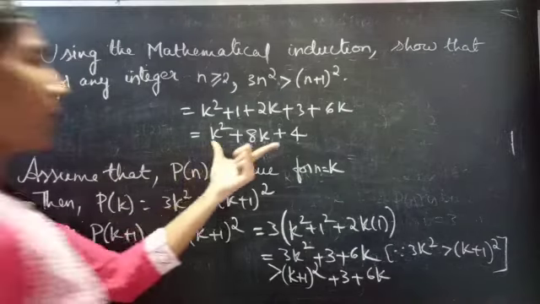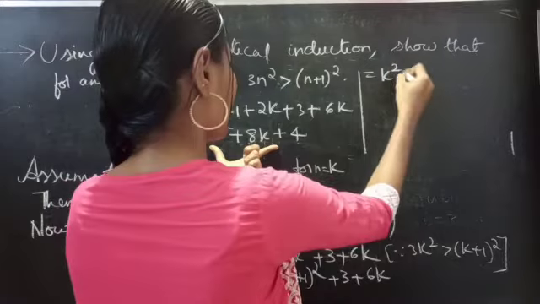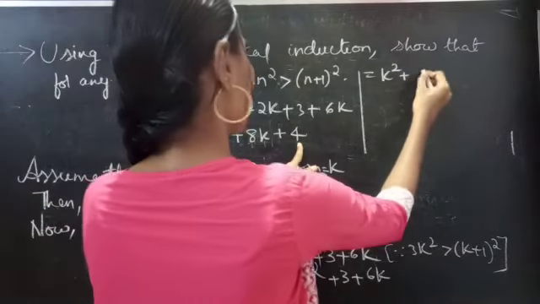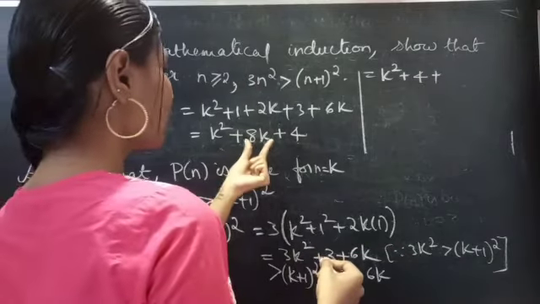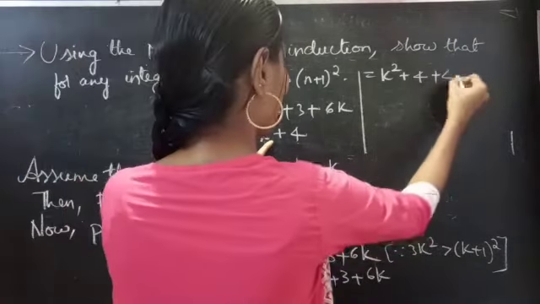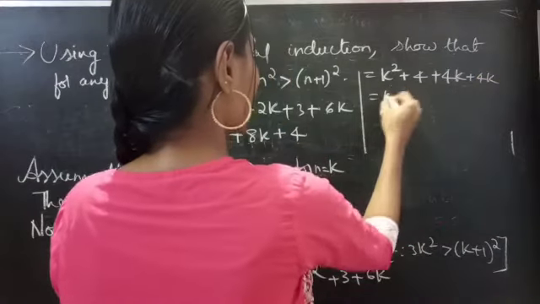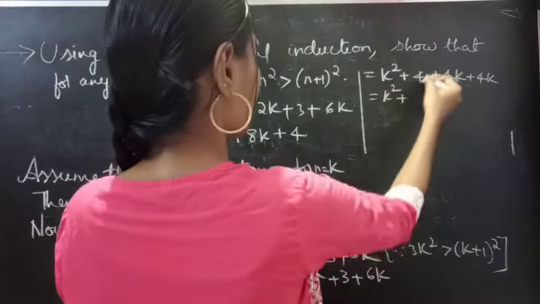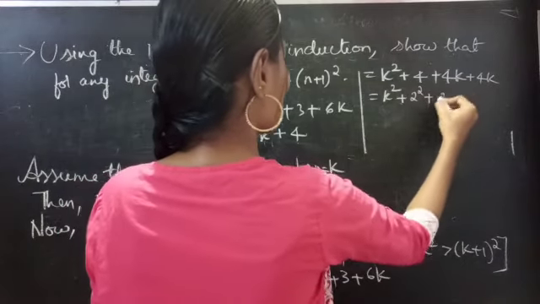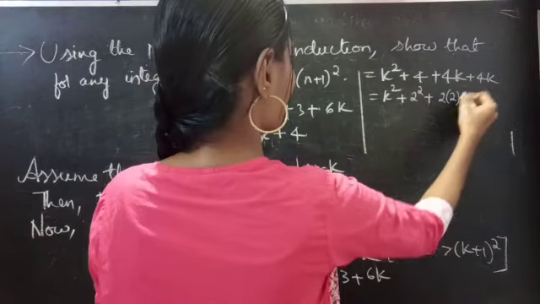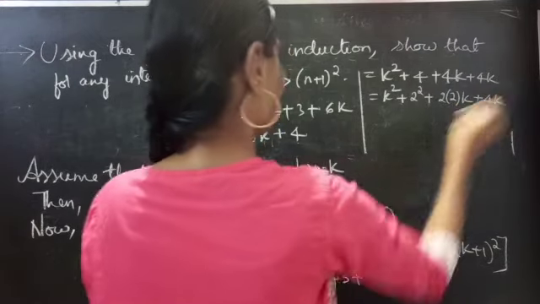Again, you can split this as k square plus you're having 4, right? So write firstly 4 and you're having 8k. So you can split this 8k as 4k plus 4k. So this is equals to k square plus, you can write this 4 as 2 square plus, you can write this 4k as 2 into k plus 4k as it is.